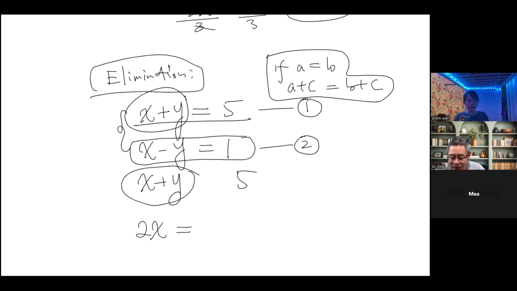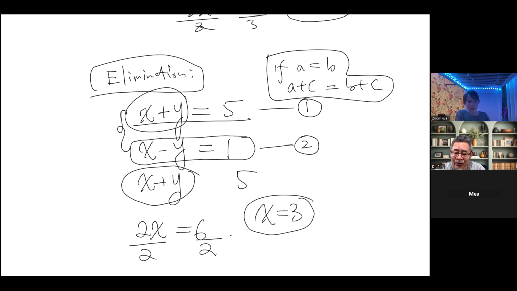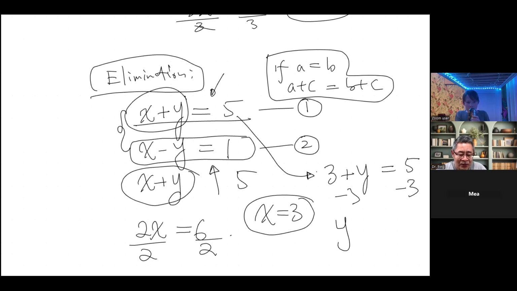Then we divide by 2, and we got x equal to 3. Well, we found x. We have to go back and find y. To find y, we can use either this equation or that equation. It doesn't matter which. I'm going to use the first one, for example. Then we're going to use substitution, substituting x with 3 because x equals 3. So this equation becomes 3 plus y equals 5. And then we subtract 3 on both sides. What we got is y equals 2.